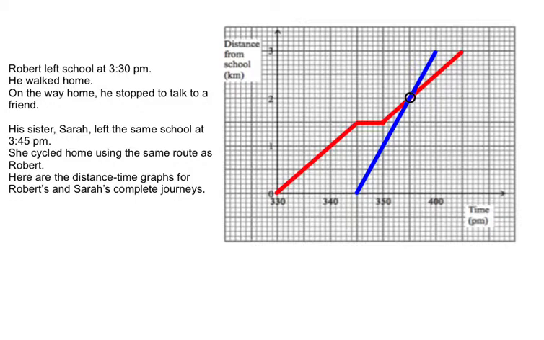Another important part of this graph is looking at where the two graphs intersect, where that red line crosses over the blue line. You can see that it's circled on the graph. This point shows where Robert and Sarah were at the same point at the same time. The ends of the lines show when Robert and Sarah get to their destination.